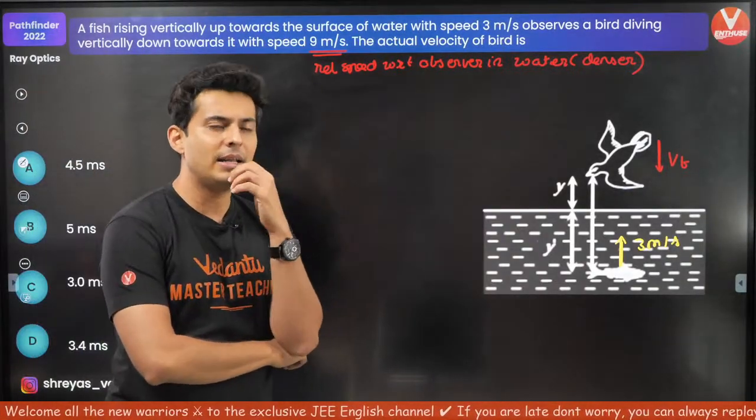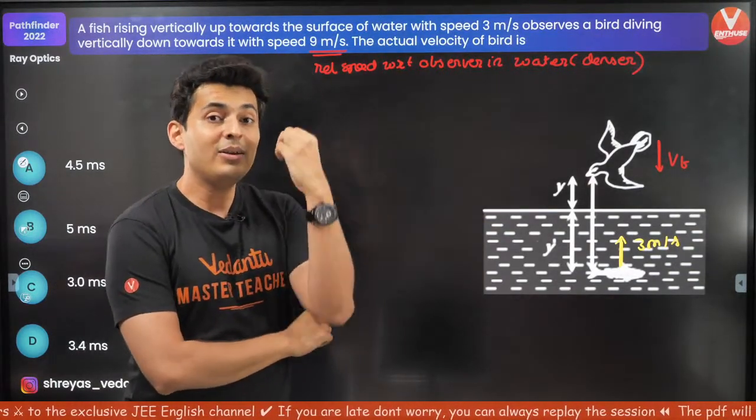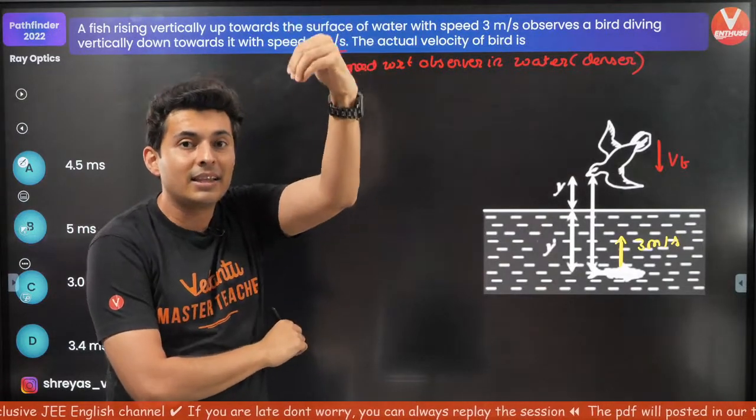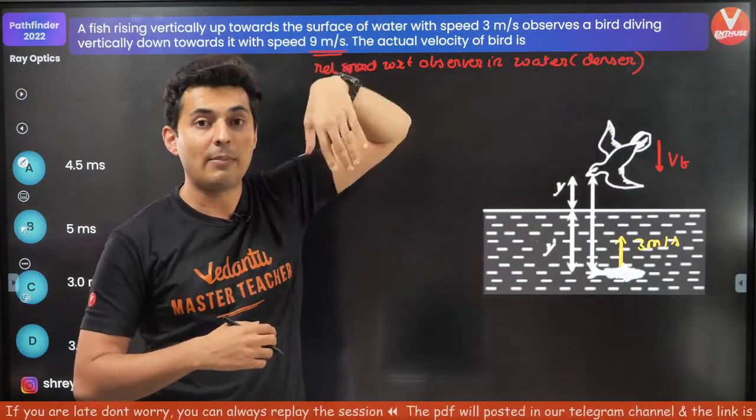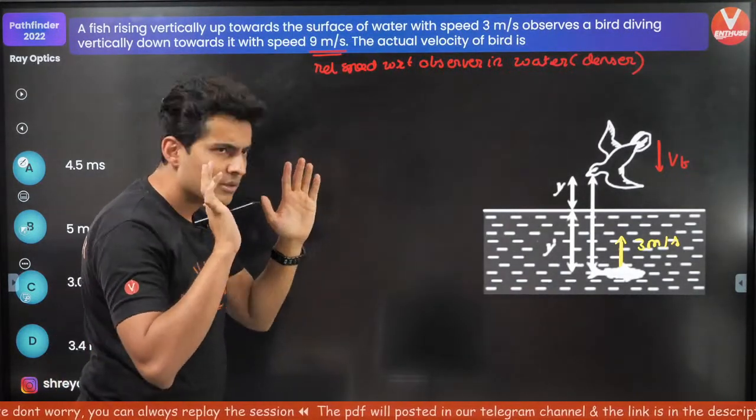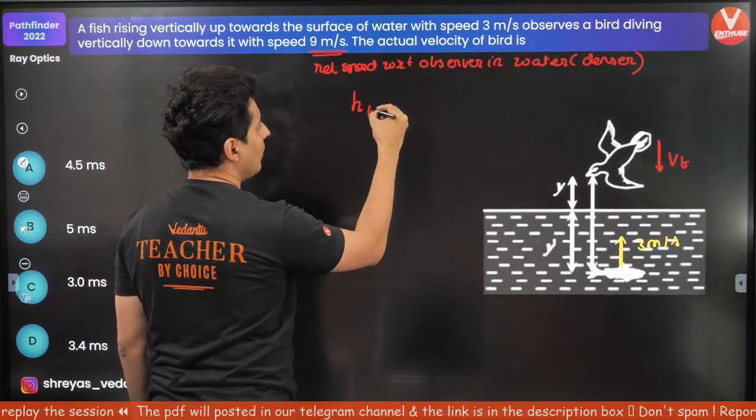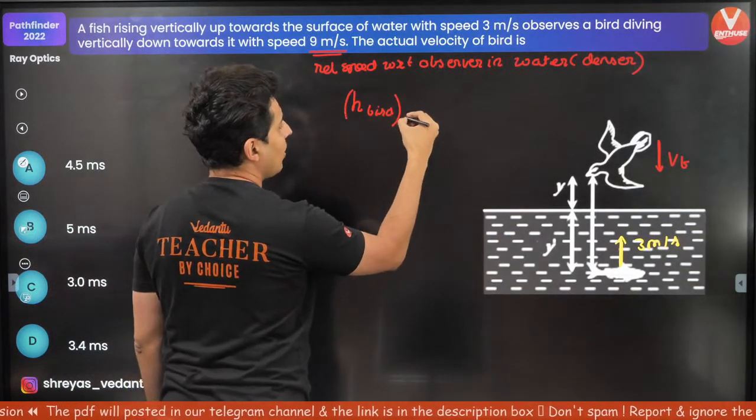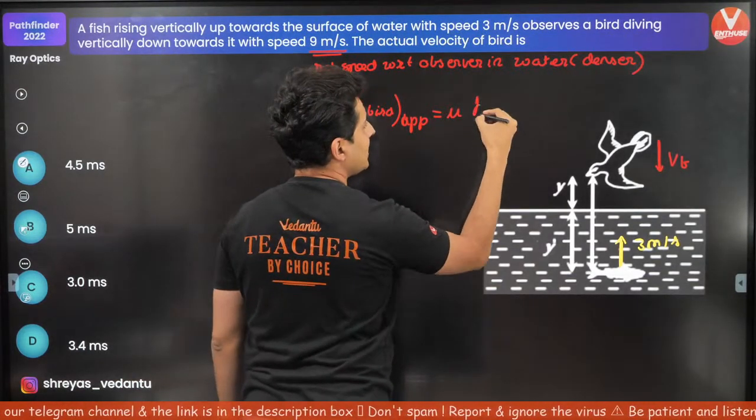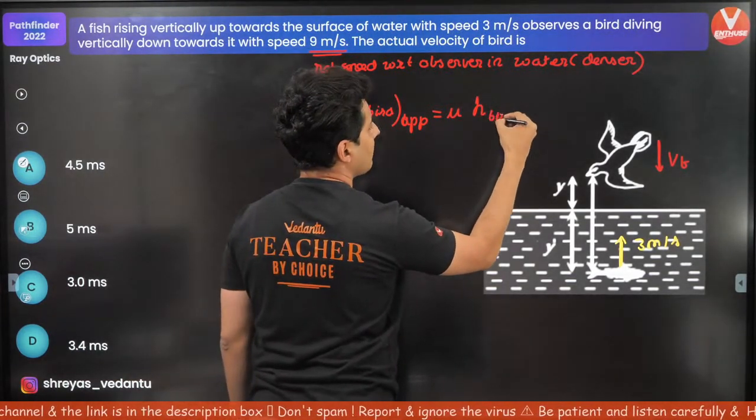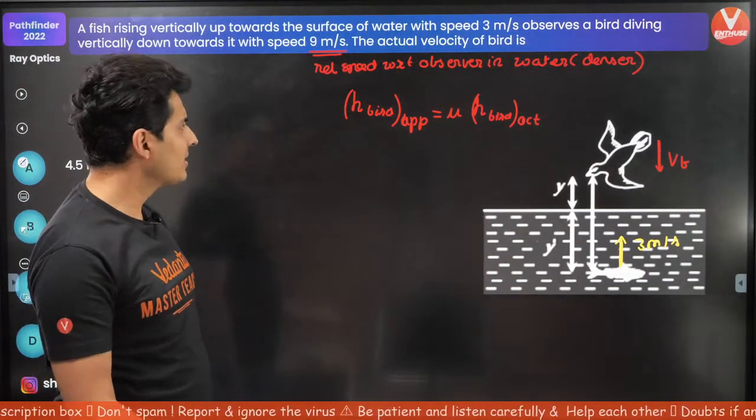Now, when you are in a denser medium, what happens? Think. Whatever you see on the top is seen a little bit far away. Correct? The apparent height is more than the actual height. So, can I say the apparent height of the bird is mu times the actual height of the bird, right? This is how it works.